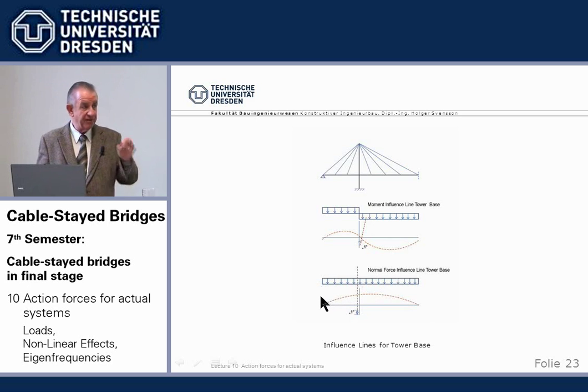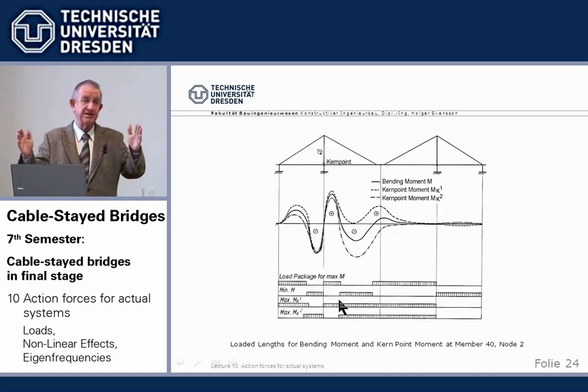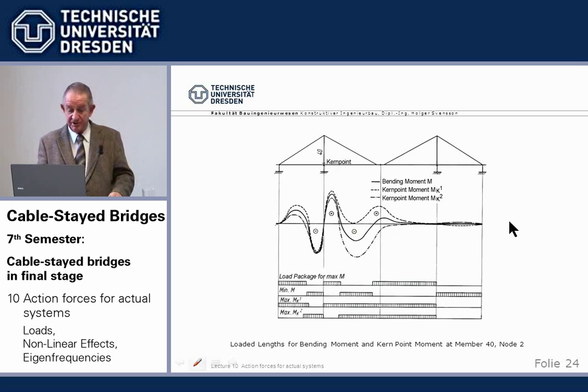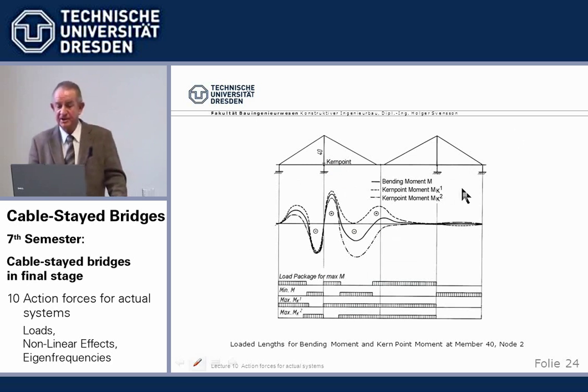So we have different influence lines for the moments here, that's half-half, and the normal force. What is the position, or say the extent, of the uniformly distributed load, the load package, which gives us the highest stresses? Well, I show you an example here for a cable-stayed bridge.